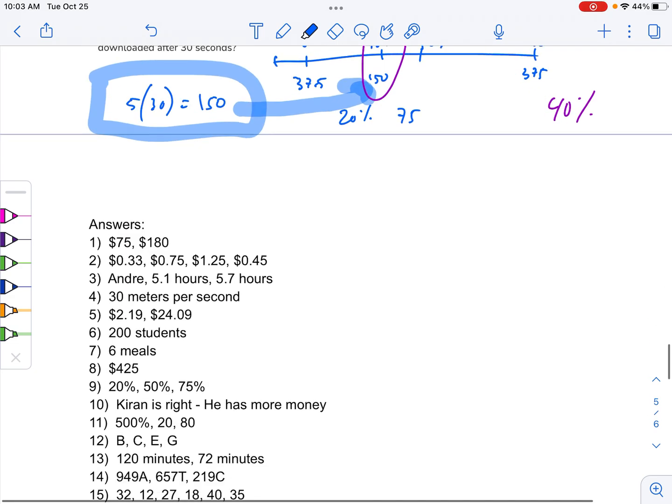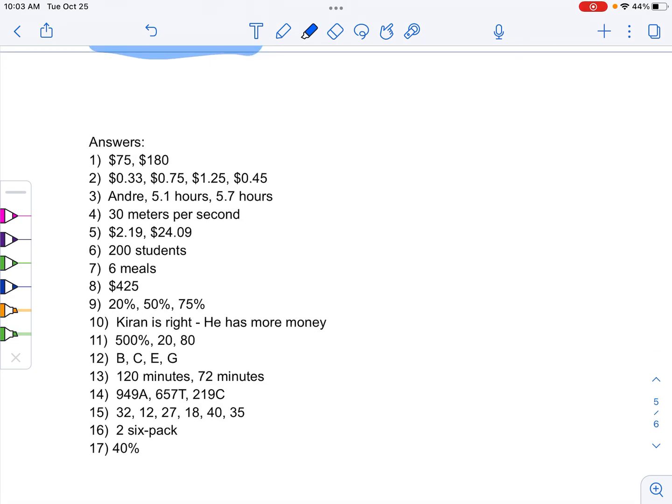All right, hopefully that helped you guys out. I'm looking at my answer keys, and it looks like one answer is incorrect. Number 9 is not 75%. That should be, I believe, 25% is the correct answer for that one.